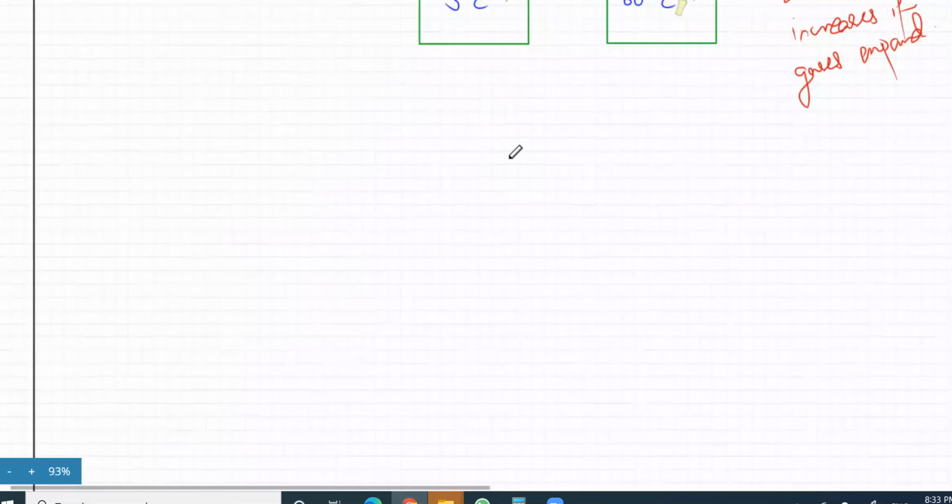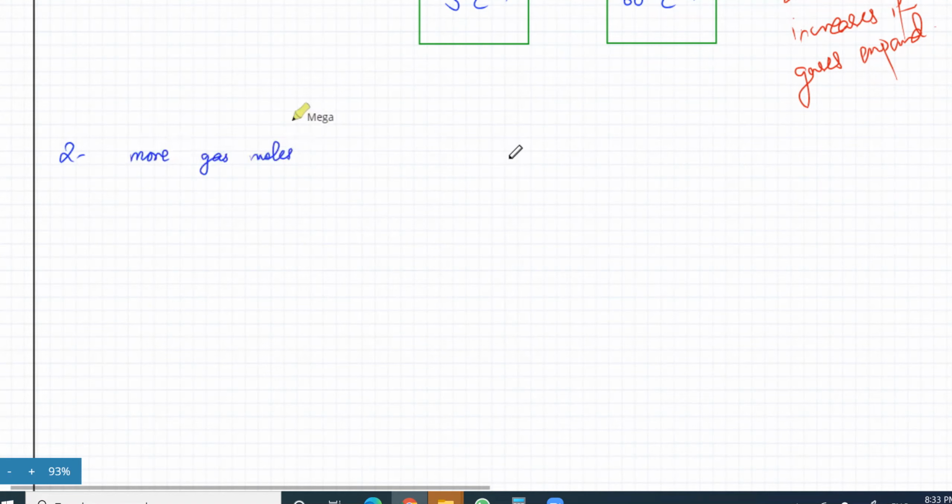So let's talk about point number two. When does entropy increase? Number two is it increases when you have more gas moles formed. Okay, so that's when it's going to increase.